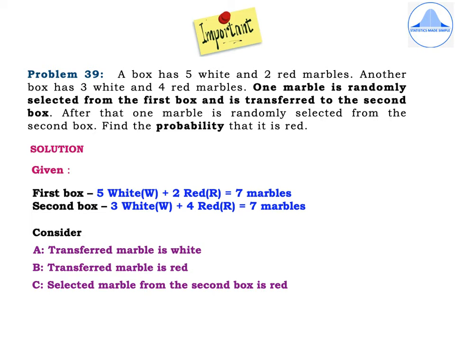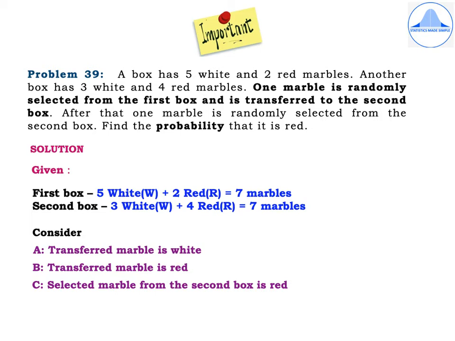So in this particular problem, there are only two colors, the white color and the red colored marble. So either you can transfer a white marble from the first box into the second box, or you can transfer a red marble from the first box into the second box. So define the two events: A is transferred marble is white and B is transferred marble is red.